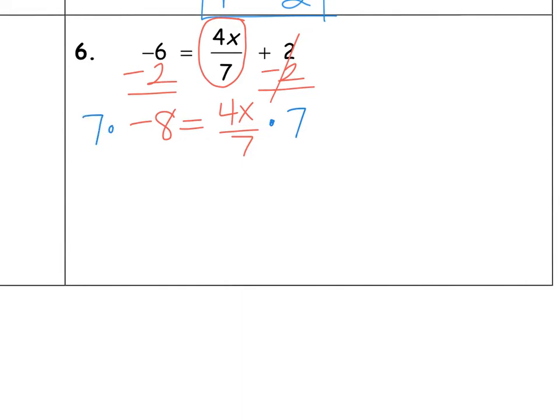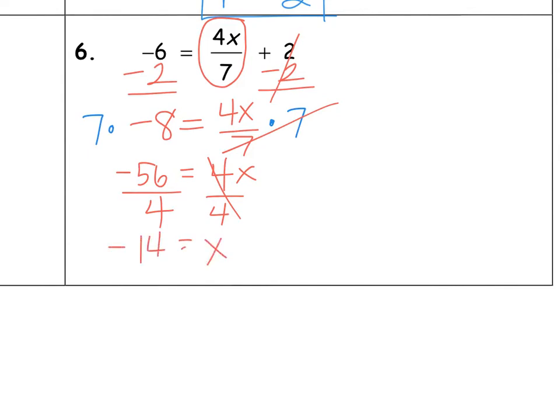So 7 times negative 8 will just give us negative 56. And my 7 over 7 canceled right there, so I'm left with 4x. So now in order to get my x all alone, what I can do is divide both sides by 4. So negative 56 divided by 4 equals negative 14.